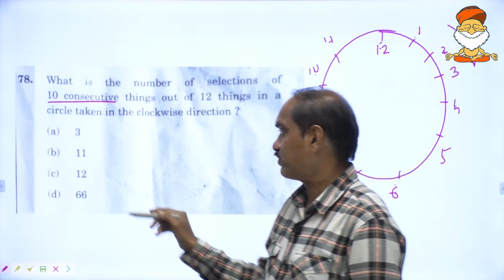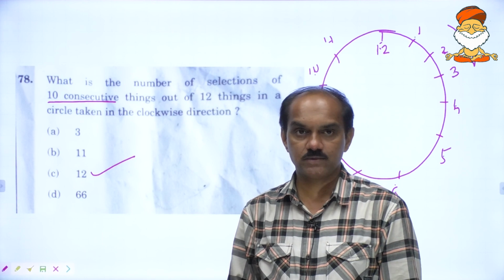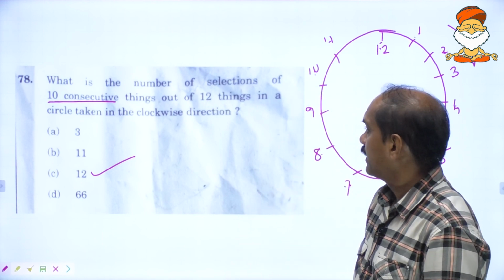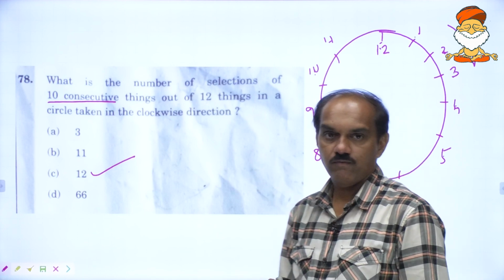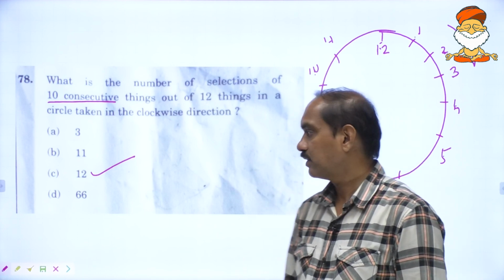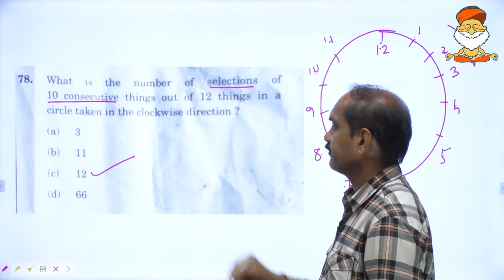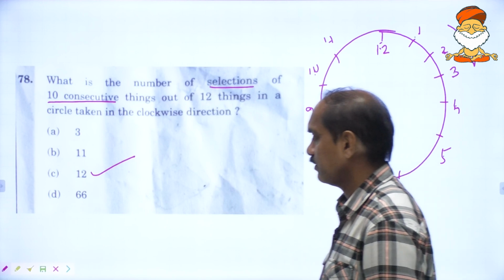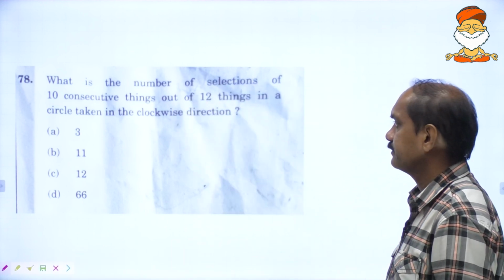All these are different combinations, and the final answer will be the third option, 12, because there are 12 things, and from each you can start. So you will have 12 different selections. This is everything about this problem. Moving on to the next one.